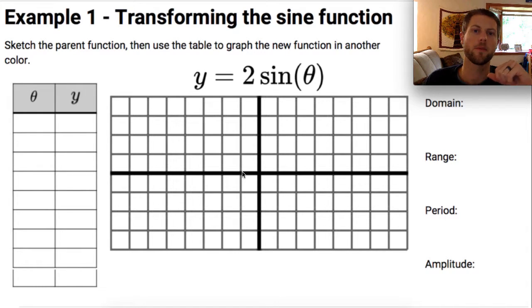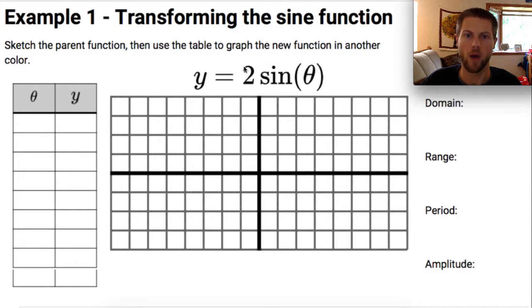All right, in this example, we are going to transform the sine function that we just graphed in the last video. So if you're not sure what I'm talking about when I say sine function and graphing, make sure you check out that first one. What we want to do is sketch the parent function, and then use this table to graph this new function in another color.